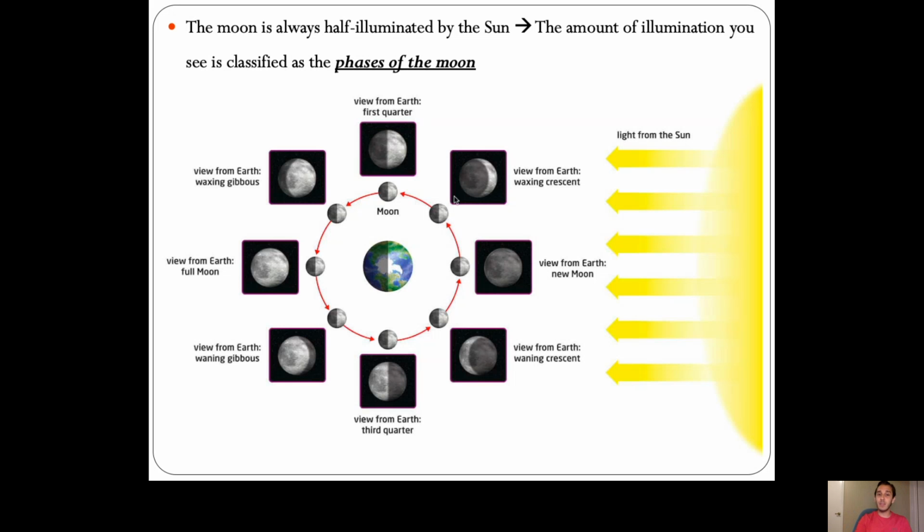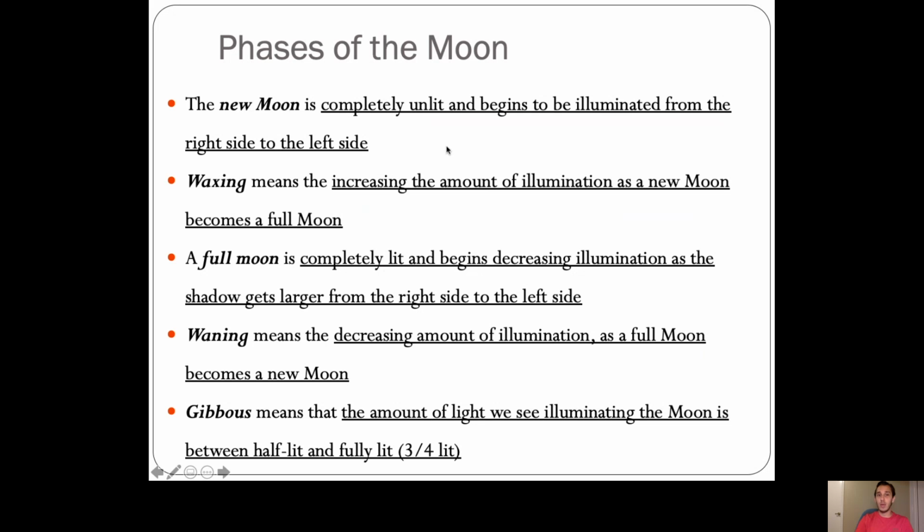Okay? And then as the moon rotates, different portions of its illuminated side are visible to us. Okay? So we'll describe those phases on the next page. Okay? The new moon is completely unlit and begins to be illuminated from the right side to the left side. So it's unlit. You don't see it during the night. Okay? You might see it during the day, actually, early enough in the morning.